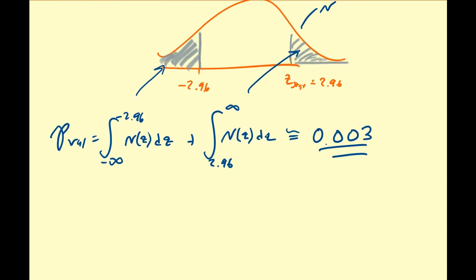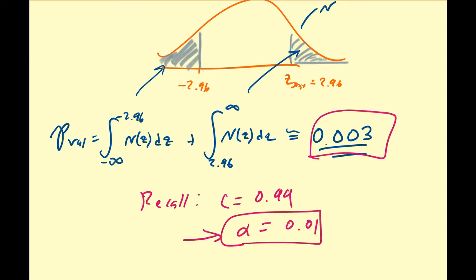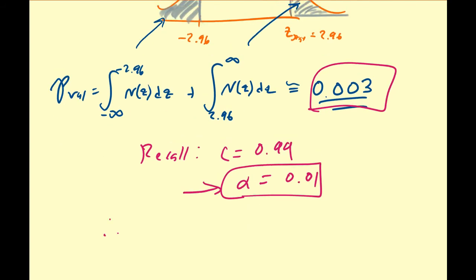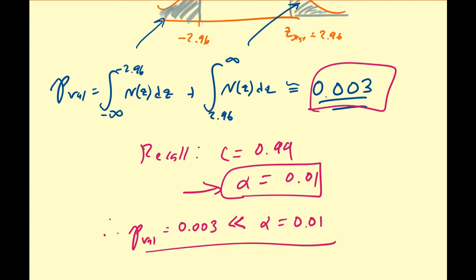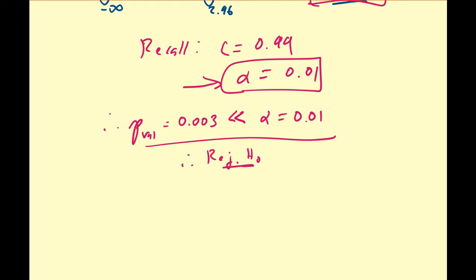All right, so that is our p-value, and recall that since c is equal to 0.99, that means alpha is equal to 0.01. So these are the two values that you are going to compare. So what do we see? Well, we have that the p-value, 0.003, is less than, and you can say it's significantly less than alpha, 0.01. So since this is true, then we're going to reject the null hypothesis. And that's pretty much how that goes.